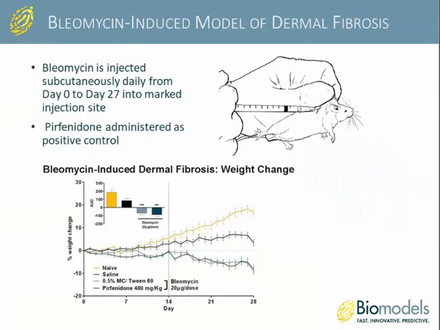So in the bleomycin-induced model of dermal fibrosis, bleomycin is injected subcutaneously from day 0 to day 27 in a marked injection site. And in this model, pirfenidone is also used as the positive control. Here we're just looking at the weight change during the course of the study. In both naive and saline injected animals, we see steady weight gain over the course of the study. But in animals that were administered bleomycin, we generally see some weight loss. So that's a good indicator of disease.